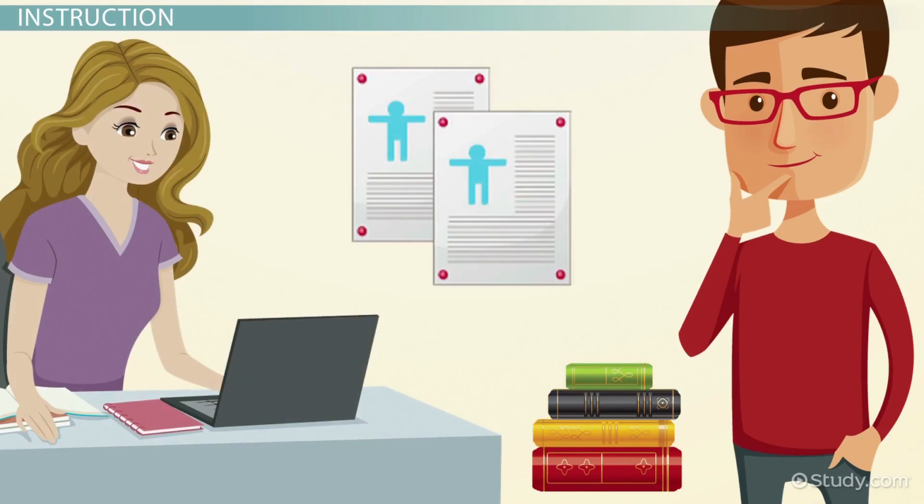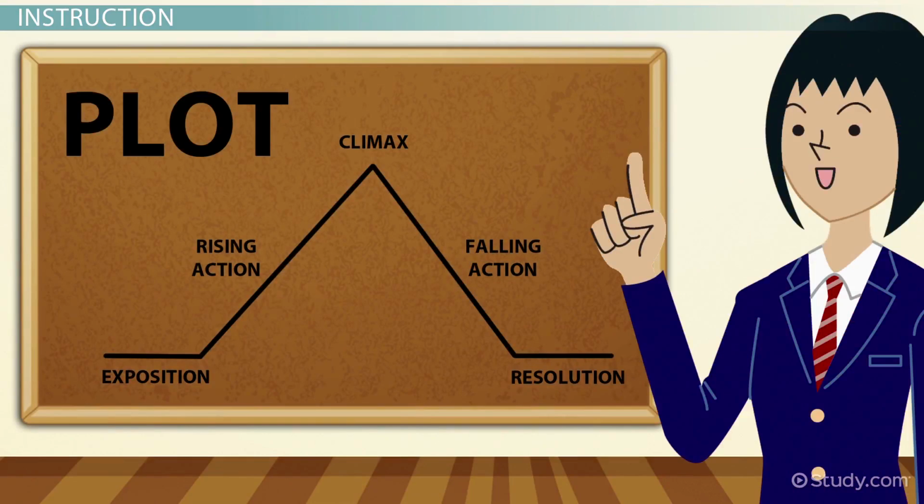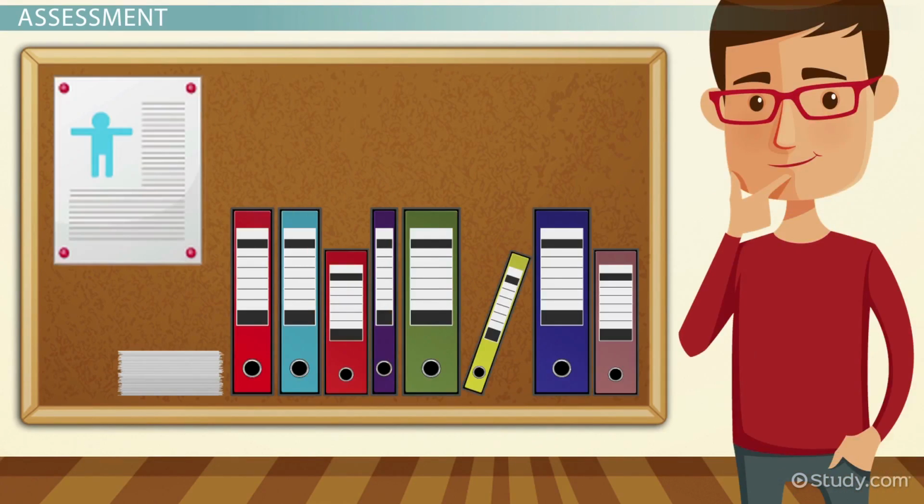For example, if you decide to use cooperative learning for teaching plot, you can create a group challenge where each team has to work with one part of the plot and teach it to the rest of the class. Once you have planned out your lessons and instructional procedures, then you must determine how you will assess your students.